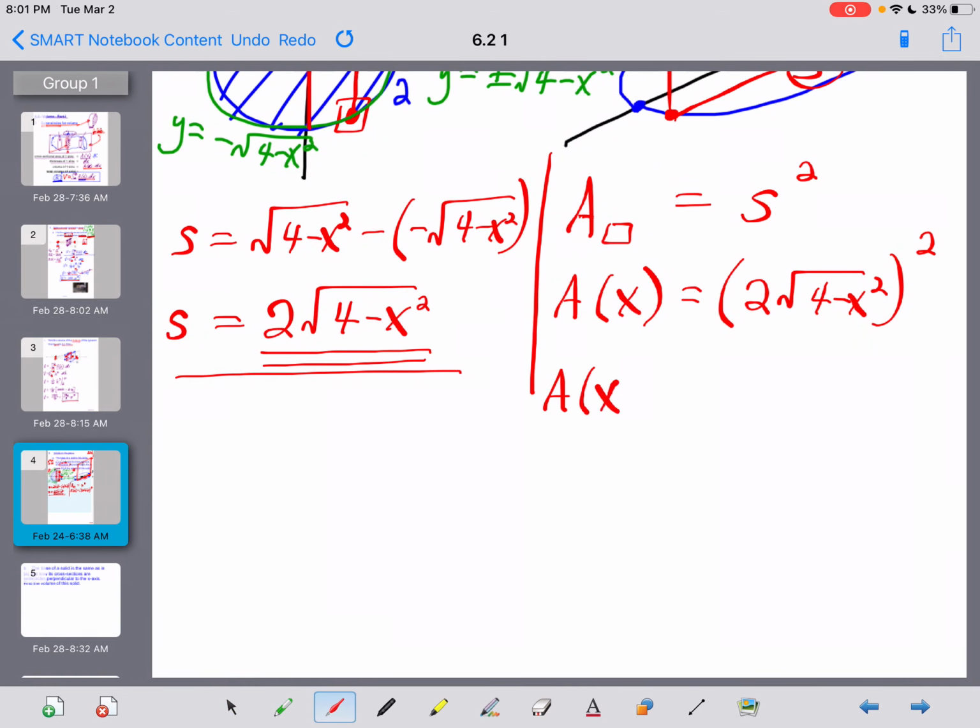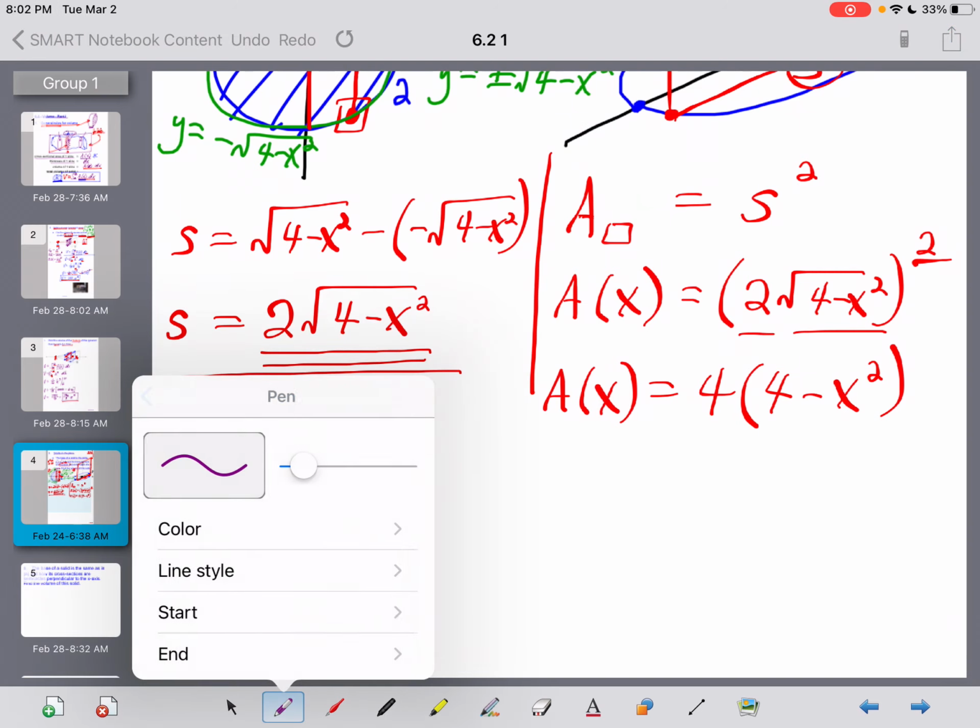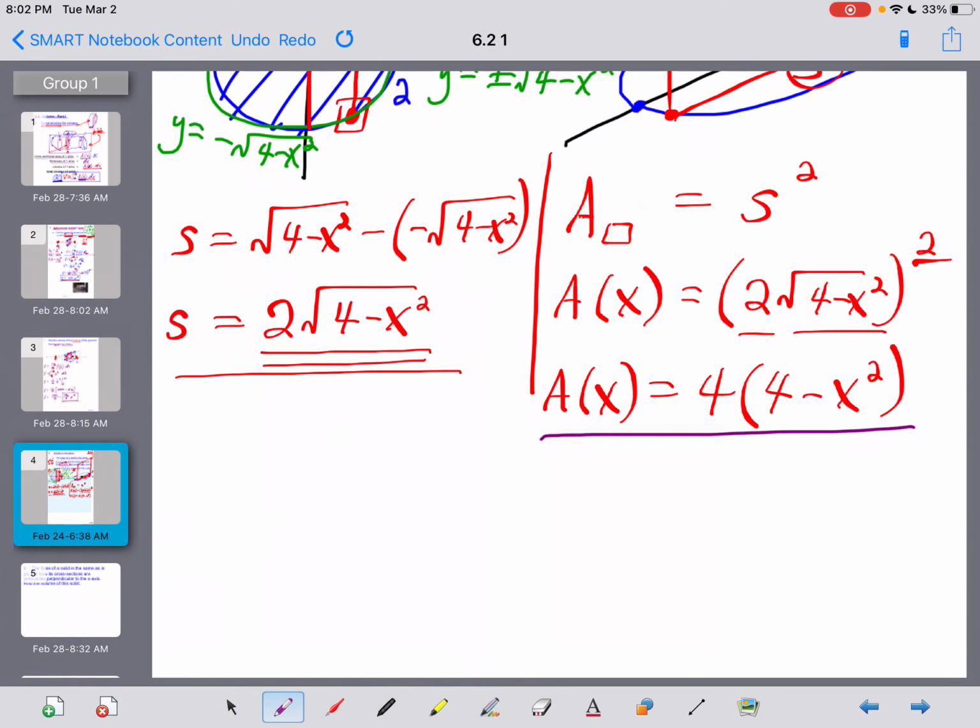So A of x is going to be, and remember guys, you have two factors here, this one and this one. Each one of those factors needs to get squared. So the 2 squared is going to give you a 4, and then the square root of 4 minus x squared, squared is going to be 4 minus x squared. I was going to distribute that, then I just thought better of it. You'll see why in just a second. And hey everybody, look at what we just came up with. We now have our formula for A of x.